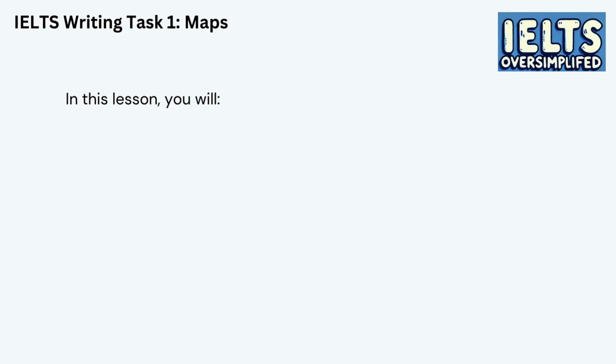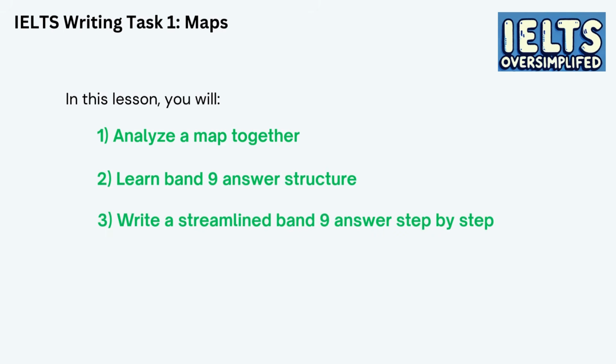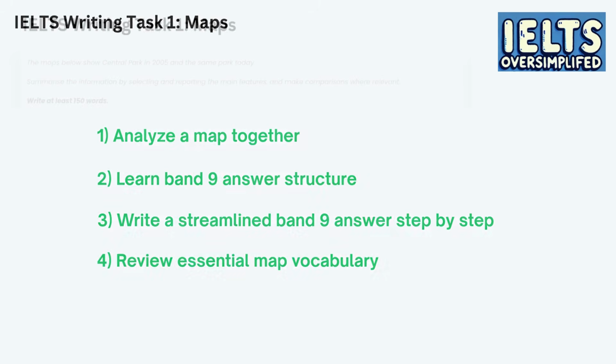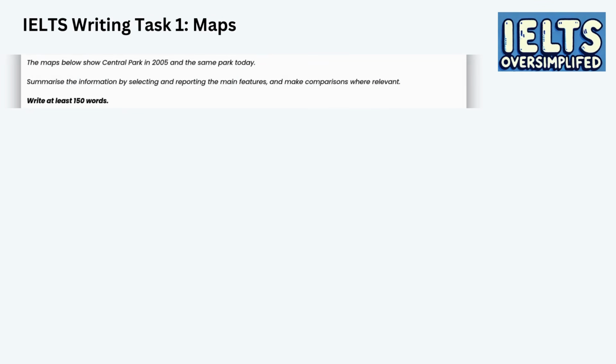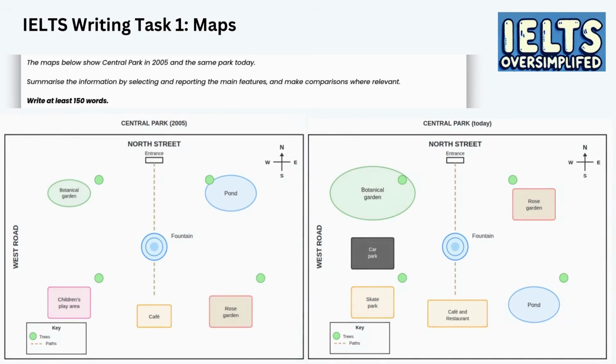In this lesson, we're going to see an example of a map question, learn a Band 9 answer structure, go through each paragraph together, step by step, learn all the essential vocabulary you need, and produce a complete Band 9 answer. And here is how a Writing Task 1 question with maps may look. You get a question card that gives you basic information about your maps, and you get 2 maps which you should describe in your own words.